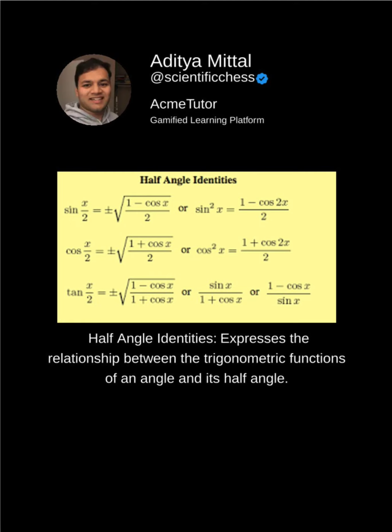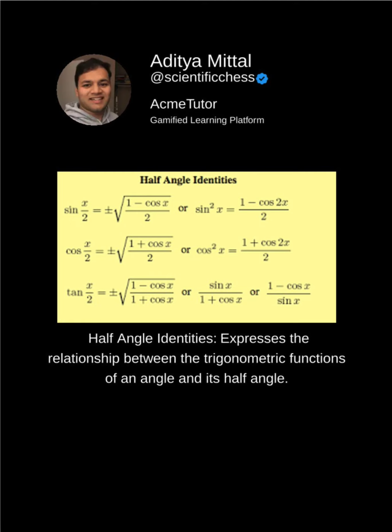So if you're wanting to remember them, then sine of x over 2 is the square root of 1 minus cosine x over 2. The cosine of x over 2 is the square root of 1 plus cosine x over 2. And tangent of x over 2 is the square root of 1 minus cosine of x over 1 plus cosine of x.